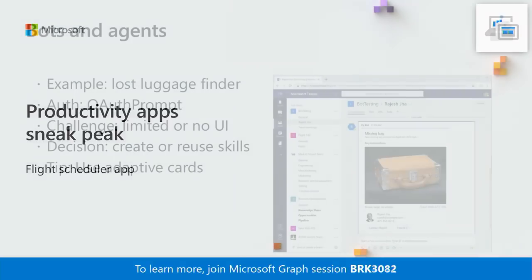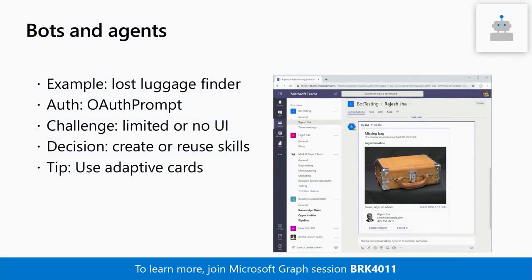Here's our demo slide. Let's talk about the next category of applications. So we talked about productivity apps and web apps. The second type of application that we're going to talk about are bots and agents. When we're dealing with bots and agents, we typically have some sort of an interactive dialogue going on. And in this particular case, we're going to have that lost luggage finder that we were describing previously.